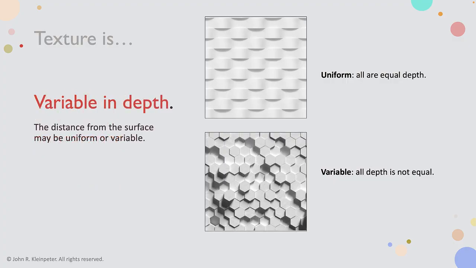Texture is variable in depth. The distance from the surface may be uniform or variable. The top sample shows all equal depth. The bottom sample shows variable texture that is not equal in depth.